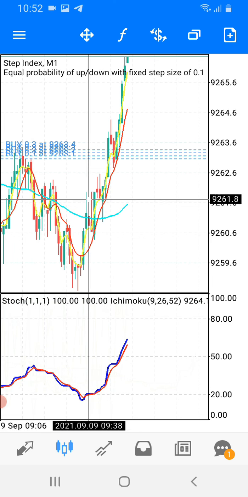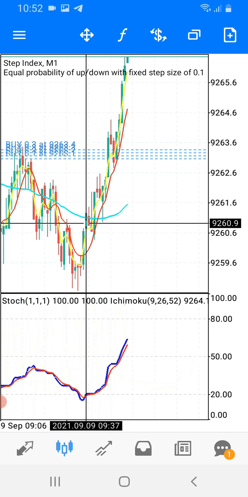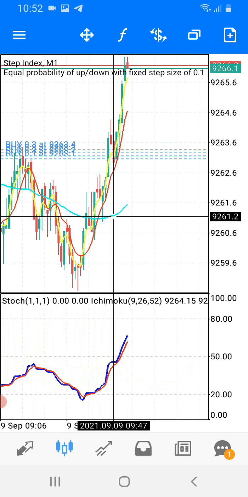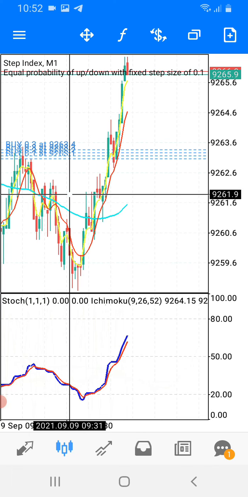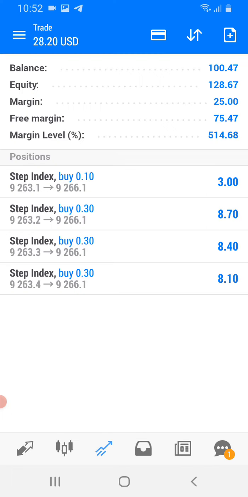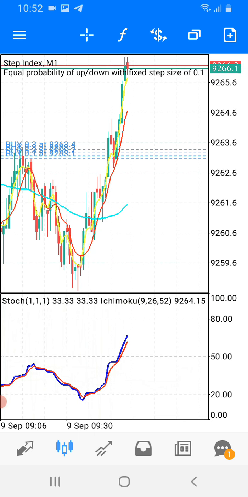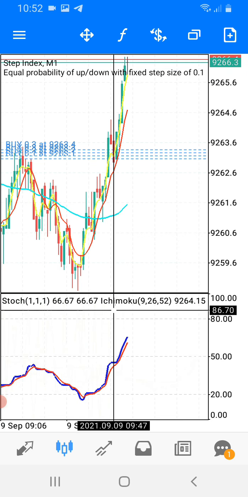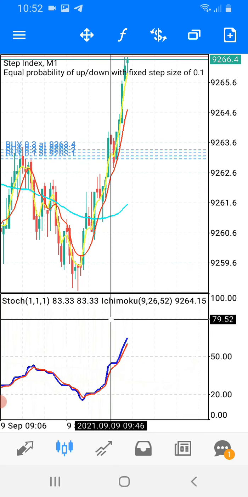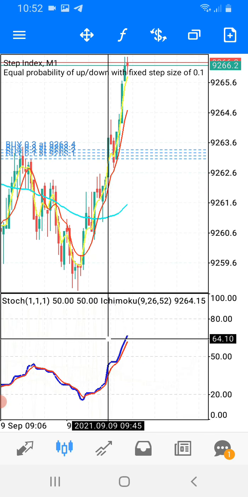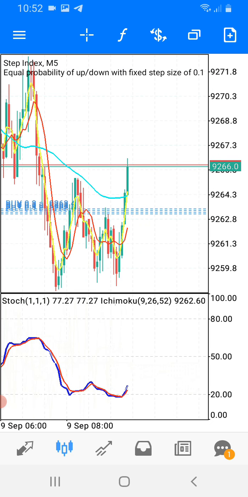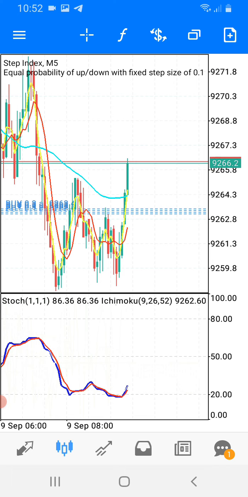Look at the conditions. Remember, we said that the moving average has to cross below the green line. So right now I'll be taking my profit here, and we said take profit the moment it gets to 50 or it gets to the 80 level, the overbought level. So checking the 5 minute time frame, it's on a buy.